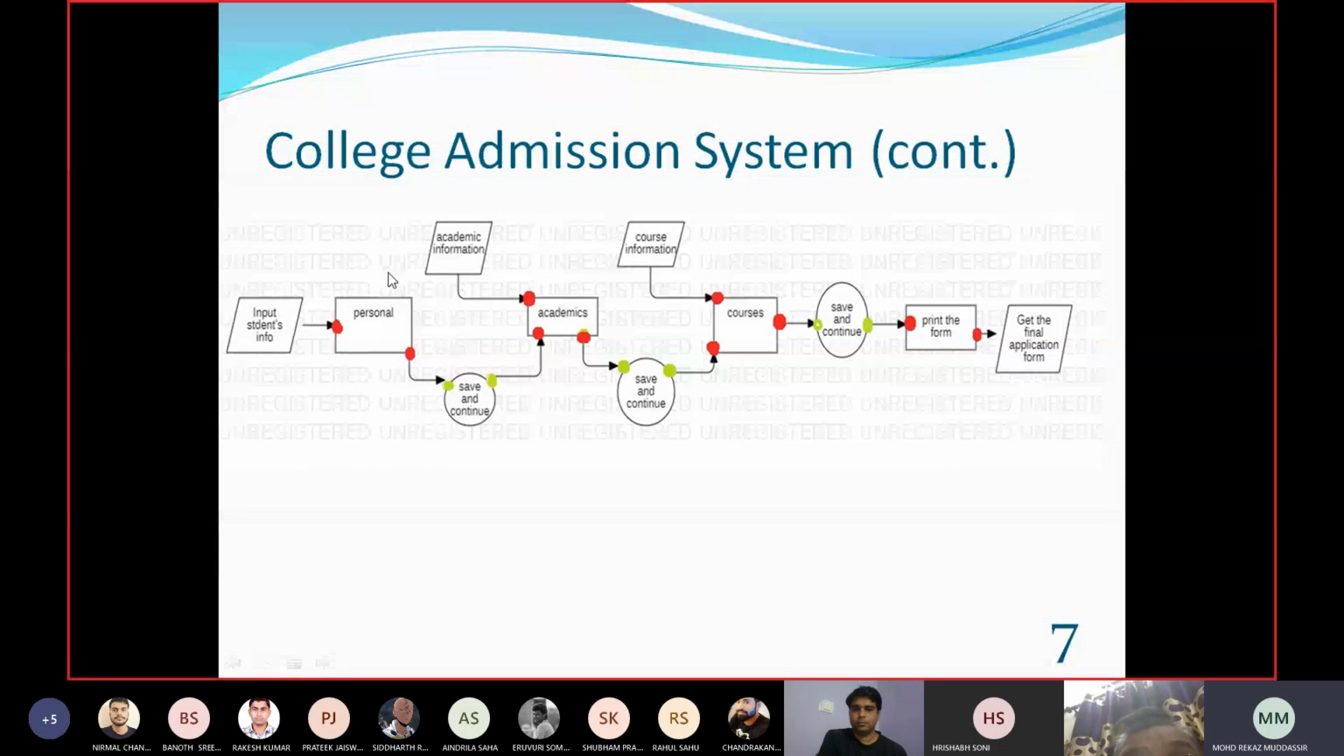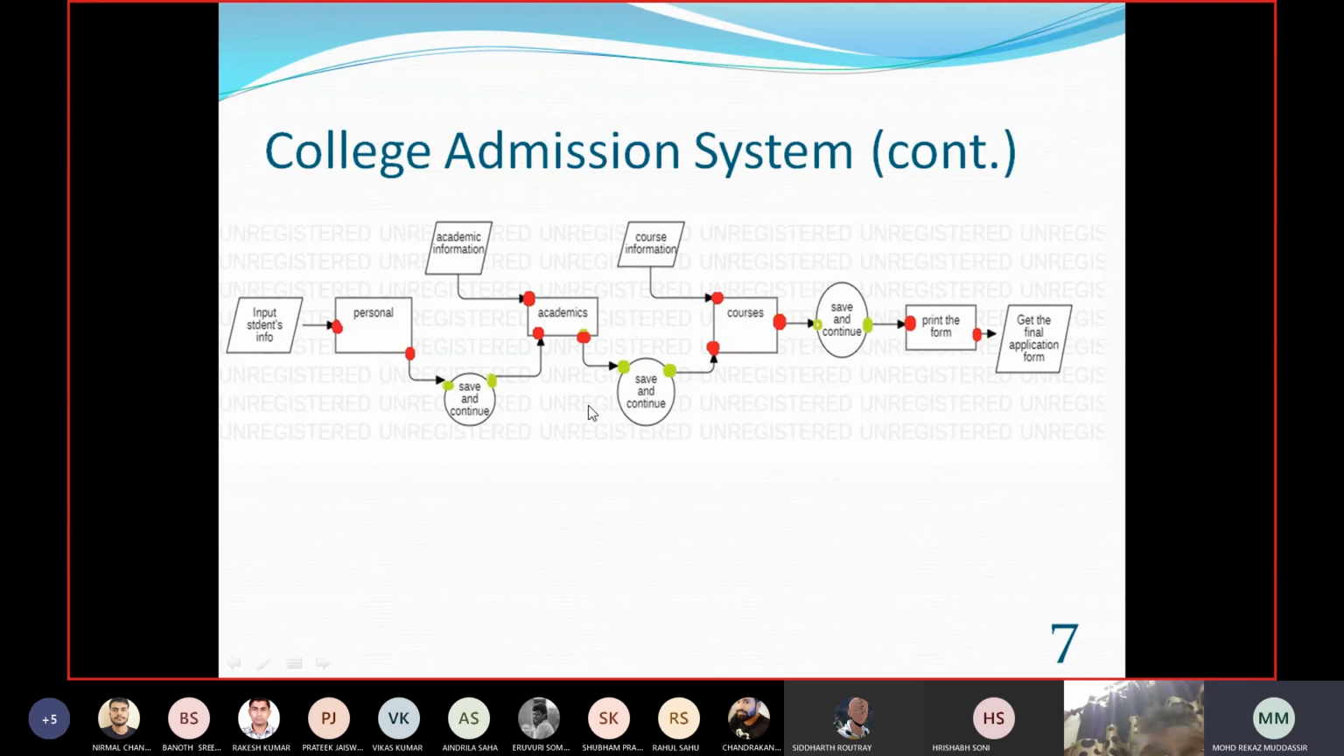First we have taken three or four components. Components are represented in rectangles: personal, academics, courses, and print the form. These are the components, and the parallelograms represent input and output data. Here the input is student info, whatever our information is, like our name, age, father's name, mother's name, our mobile number and communication details. Finally, we are getting the PDF form, the application form.